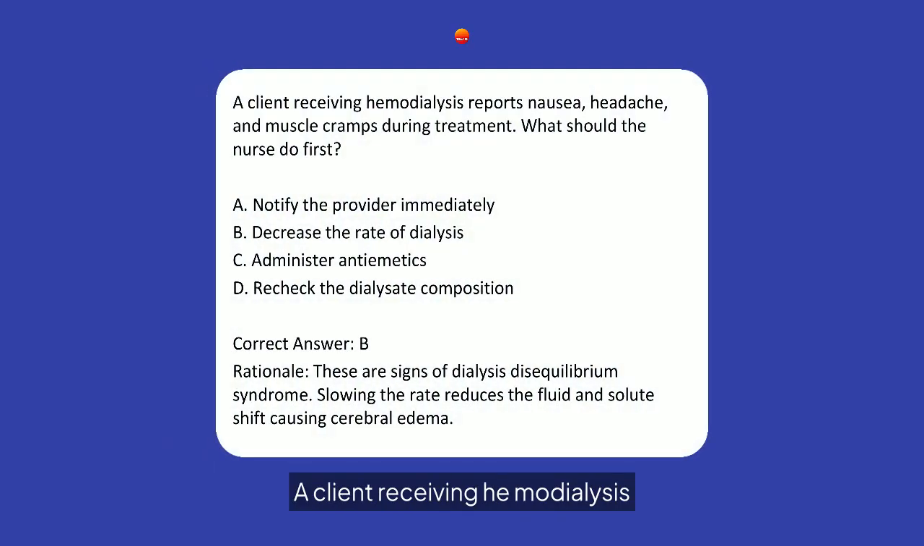A client receiving hemodialysis reports nausea, headache, and muscle cramps during treatment. What should the nurse do first? The correct answer is B. Decrease the rate of dialysis. Rationale: these are signs of dialysis disequilibrium syndrome. Slowing the rate reduces the fluid and solute shift, causing cerebral edema.